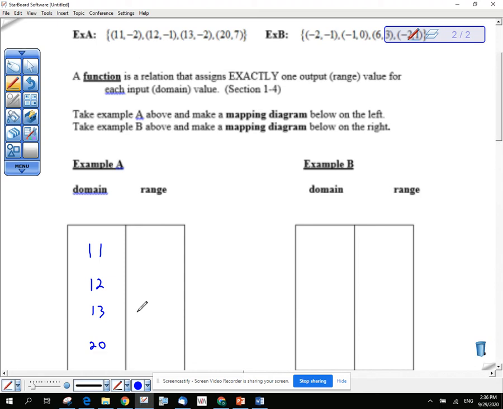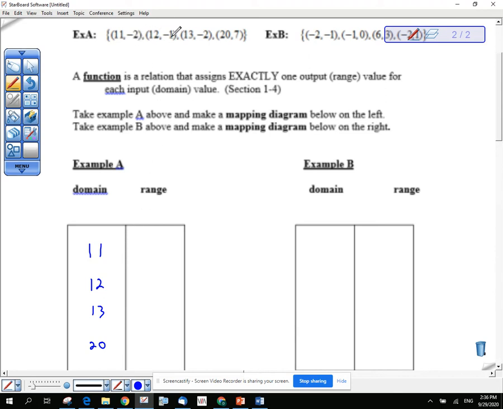Now, a point that I would have made in chapter 1, let me make it again. There are not multiple domains for any single relation. The domain is this, right? The domain is 11, 12, 13, 20. The example I like to use is the freshman class. The freshman class is one class. There are 300 or more elements in that class, but the class is one. The people in it are many. There's one domain and many elements in the domain.